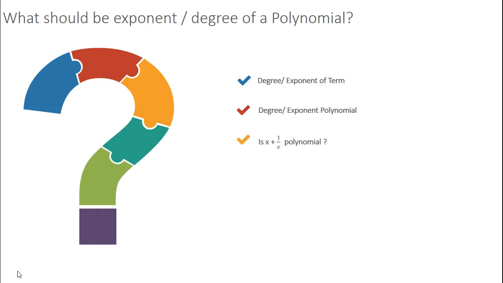We'll also look at an example of x plus 1 by x, and we'll try to identify if this is a polynomial or not. Then we'll look at some examples, and at the end we'll try to define different polynomials by looking into the degree of a polynomial.